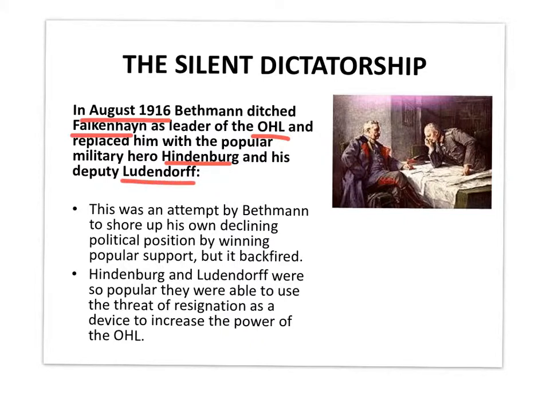Now, Hindenburg and Ludendorff were the military generals who had fought the war against Russia in the east, and they were hugely popular. They were war heroes. Remember, the war against Russia went very, very well in the first year. The Battle of Tannenberg, the Battle of the Masurian Lakes. So what Bethmann was trying to do here by sacking Falkenhayn and making Hindenburg and Ludendorff the leaders of the OHL was to shore up his own declining political position by winning popular support for himself, because these two generals were hugely popular with the ordinary people.